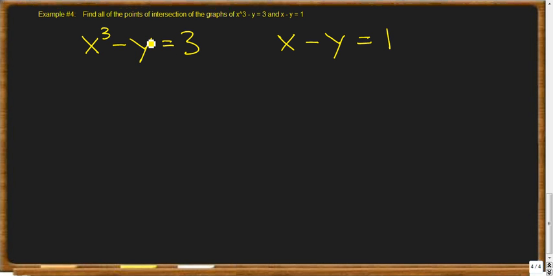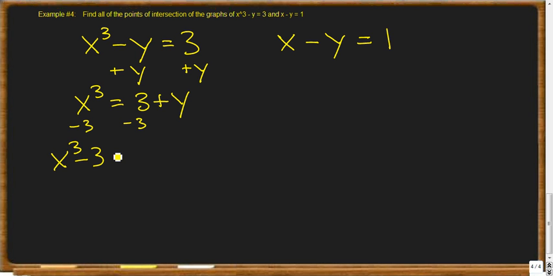In each case, this x cubed would be hard to get down to an x. It'd be a little bit of a pain. So we're going to make sure we control for y. I want to get y by itself. In order to do that, I'm going to add y to both sides. So you get x cubed equals 3 plus y. And I'm going to subtract 3 from both sides and get x cubed minus 3 equals y.